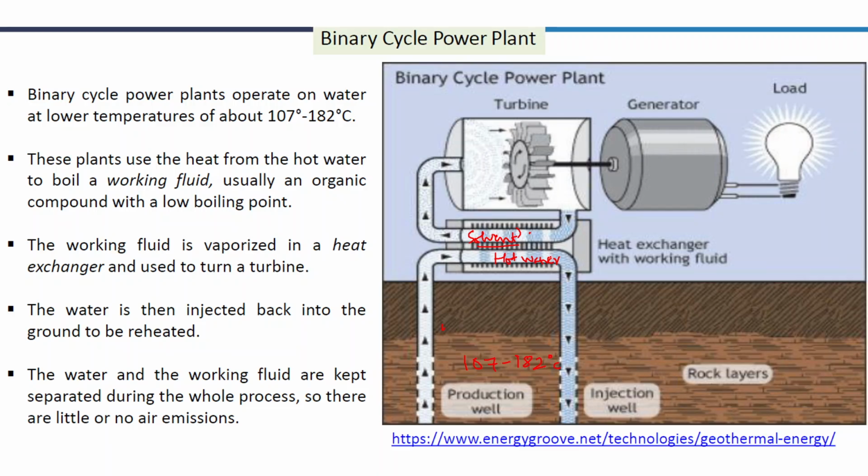This solvent will extract the thermal energy present in this water, get heated up, and form solvent vapors, and these vapors will go to the turbine. Turbine blades will rotate, the shaft will rotate, and the generator will produce electrical energy. The hot water, now cold, the residual water, will be taken back to the injection. So this is basically the binary cycle. One cycle is the water cycle, and the other cycle is the solvent cycle.